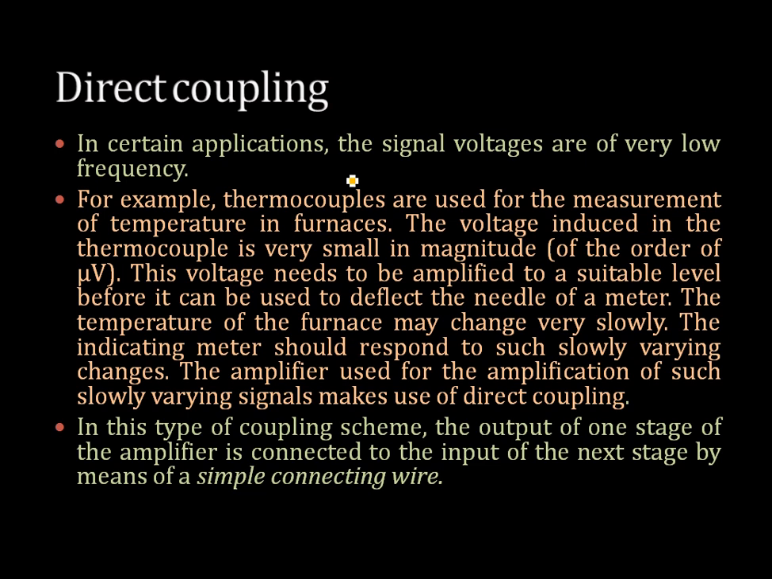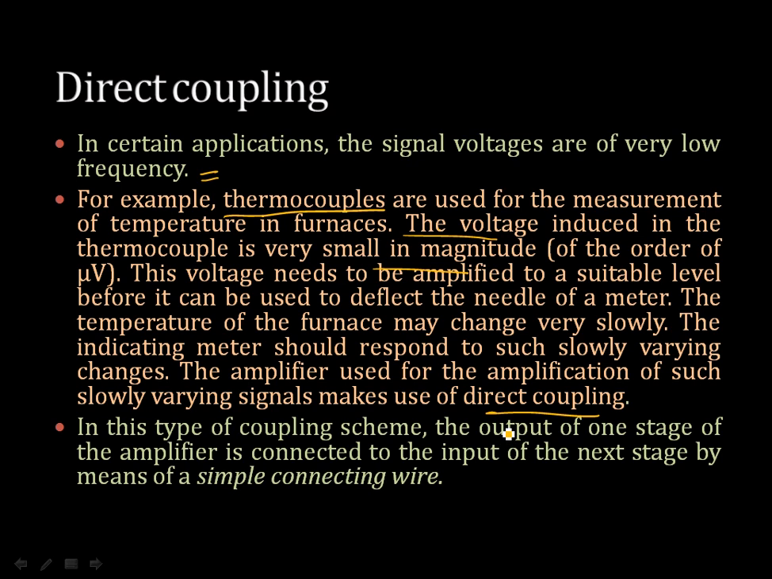Next we will move on to direct coupling. In certain applications the voltage signals are of very low frequency. For that you can consider the example of a thermocouple, which is used for the measurement of furnace temperature in furnaces. The voltage induced in the thermocouple is very small in magnitude and it is varying very slowly. So it is a low frequency signal which has to be amplified. The amplifier used for the amplification of such slowly varying signals makes use of direct coupling.